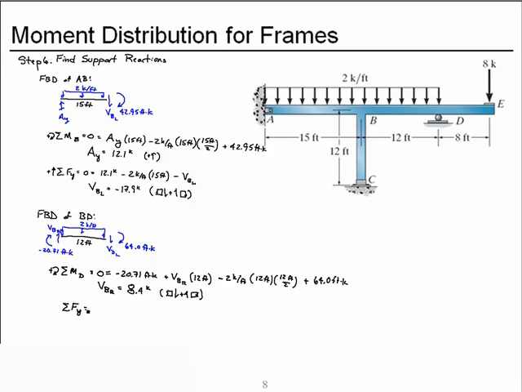And then I'll sum forces in the vertical direction. I will choose up to be positive. I get a positive contribution from the shear just to the right of B, a negative contribution from the 2 kips per linear foot acting over 12 feet, and a negative contribution from the shear just to the left of D. If I solve that for the shear just to the left of D, I get a negative 15.6 kips with my standard sign convention for positive shear.